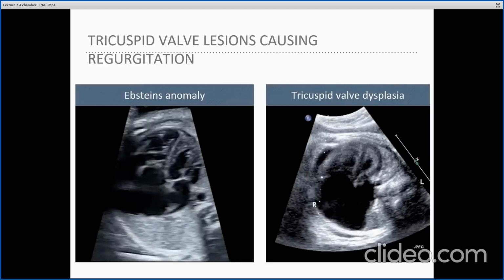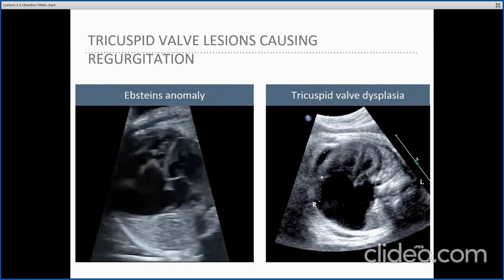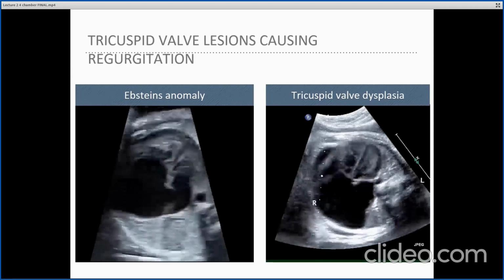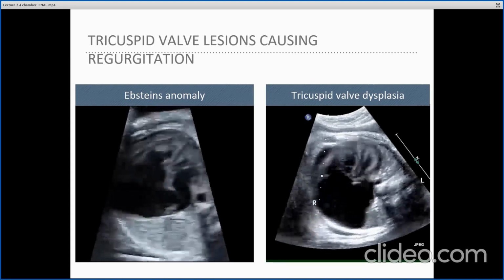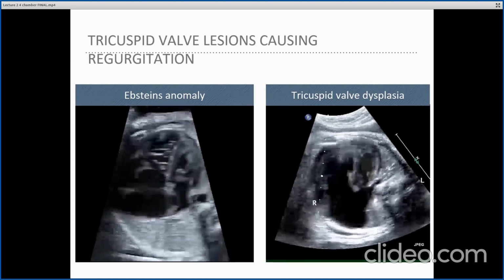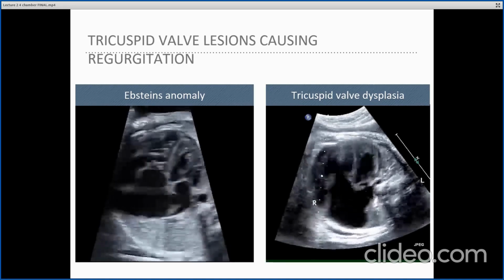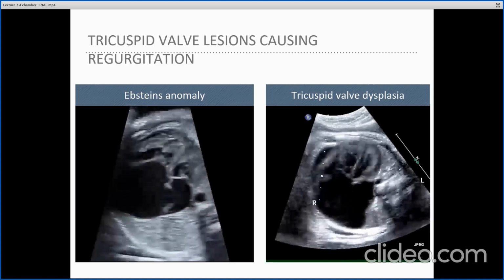So the first is tricuspid valve lesions causing regurgitation. There are two conditions in this. One is Ebstein's anomaly, and second is tricuspid valve dysplasia. At first look, both these hearts look extremely similar. The common features for both conditions is that there is significant cardiomegaly, particularly the right atrium is quite enlarged.